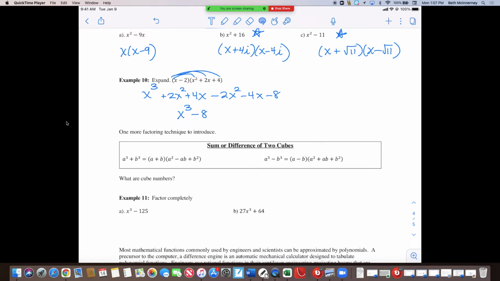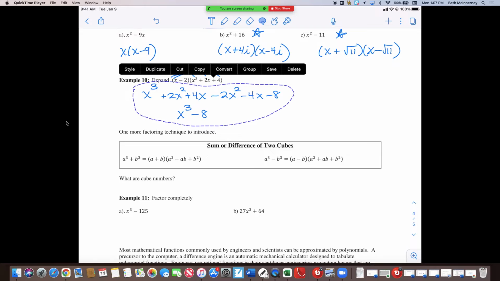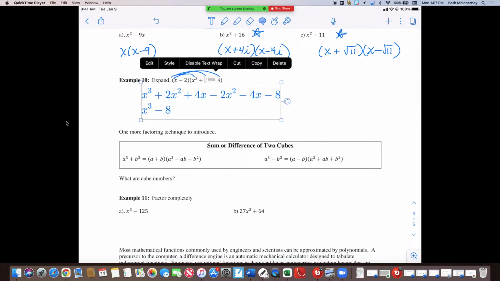Now let's use my last one. Beautiful. Okay, so do you see what happened here? The x squareds canceled and the x canceled. This is leading me to a sum and difference of 2 cubes. And we are going to use a technique called SOAP.